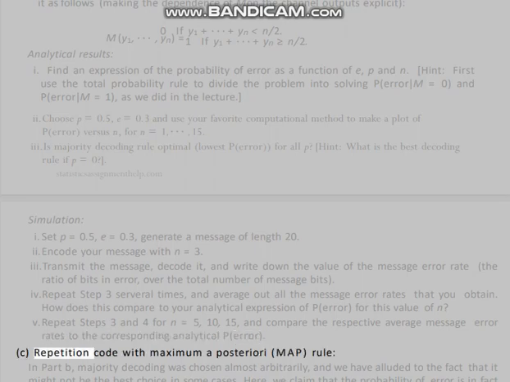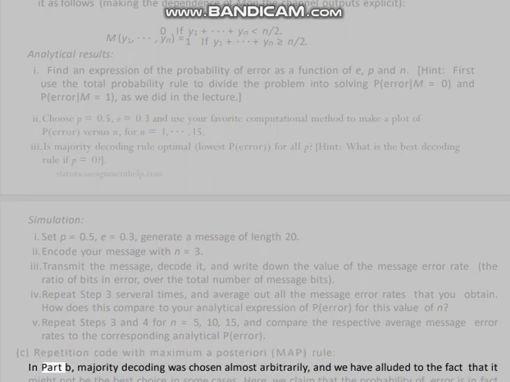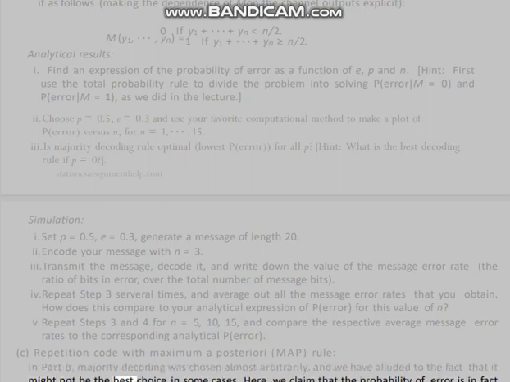C. Repetition code with maximum a posteriori, MAP, rule. In Part B, majority decoding was chosen almost arbitrarily, and we have alluded to the fact that it might not be the best choice in some cases. Here, we claim that the probability of error is in fact minimized when the decoding rule is as follows.